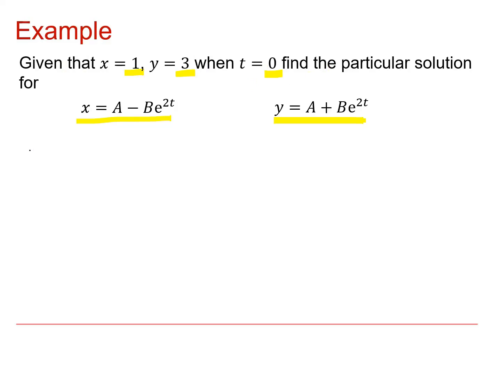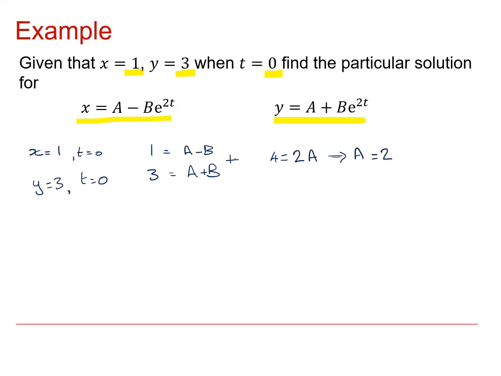So if I start with the first conditions, so x equals 1 when t is equal to 0, that's going to give me that 1 is equal to a minus b. And if I look at the second set of conditions, y is equal to 3 when t is equal to 0, that's going to give me 3 is equal to a plus b. If I add those two equations together, then I'm going to get 4 is equal to 2a, so that tells me a is equal to 2.